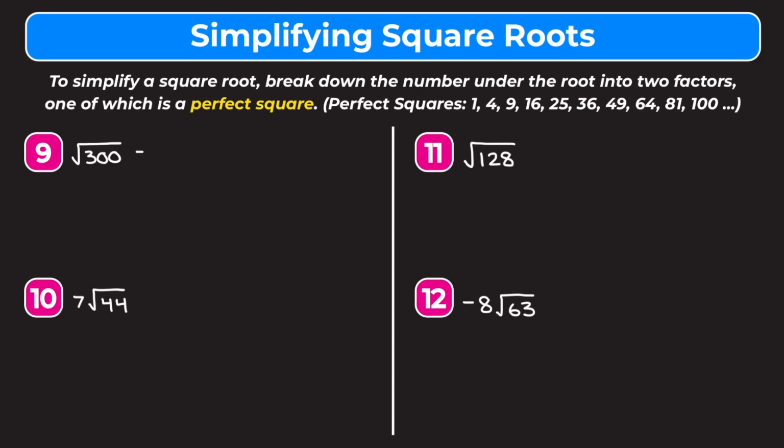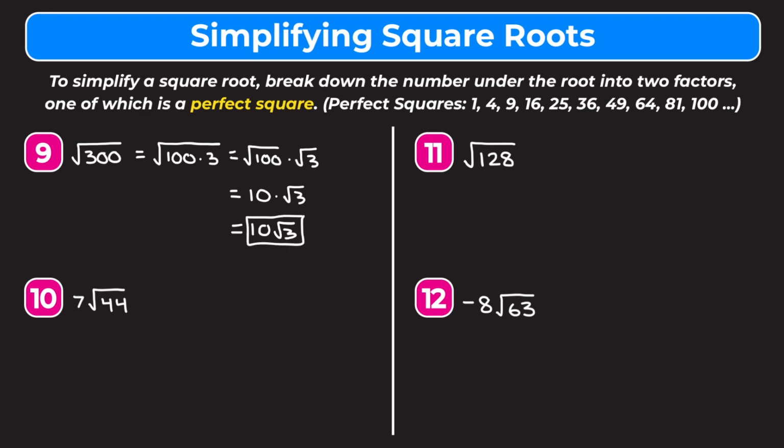So if we think about factor pairs of 300, we can get that 300 is the same as 100 times 3, and 100 is a perfect square. So now we can rewrite this as the square root of 100 times the square root of 3. Because 100 is a perfect square, we can simplify it. So the square root of 100 is 10. So we get 10 times root 3, which we can just write as 10 root 3.